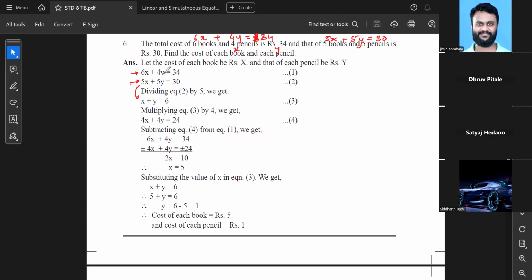Even this equation also can be made smaller by dividing everything by 2. But here they have not done. If you want, you can do that. It's not a problem. Okay, I'll do one thing. I'll just divide everything by 2. I'll get 3x plus 2y is equal to 17. So this is the first equation. Did you understand what I've done?